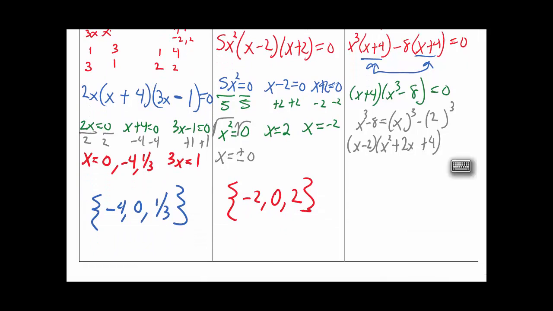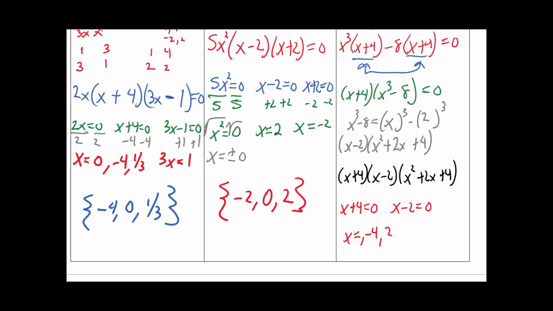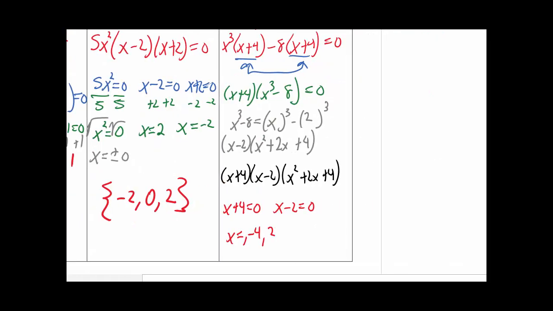Okay, so let's put this together with what we've got so far. We have x plus 4 times x minus 2 times x squared plus 2x plus 4. Now part of this is going to be really simple because x plus 4 equals 0 and x minus 2 equals 0. That we can do a quick job of solving and get negative 4 and a positive 2. But what about that expression?